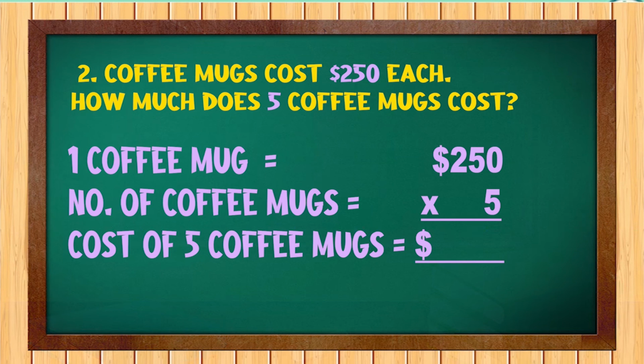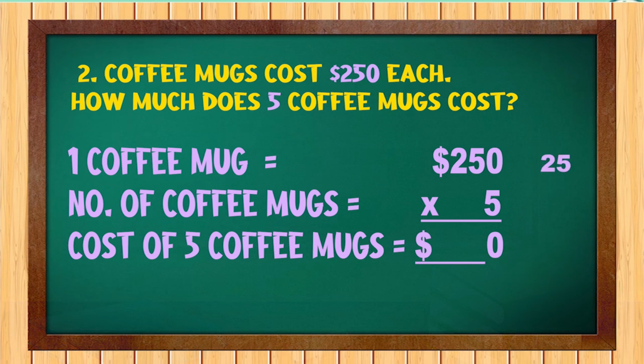So let's go ahead and see how well you did. 5 times 0 will give us 0. 5 times 5 will give us 25. We will take the 5 from the 25 and we will place it next to the 0. Then we multiply. 5 times 2 will give us 10. The 2 that is left from the 25, we add it to the 10 and we will get 12.